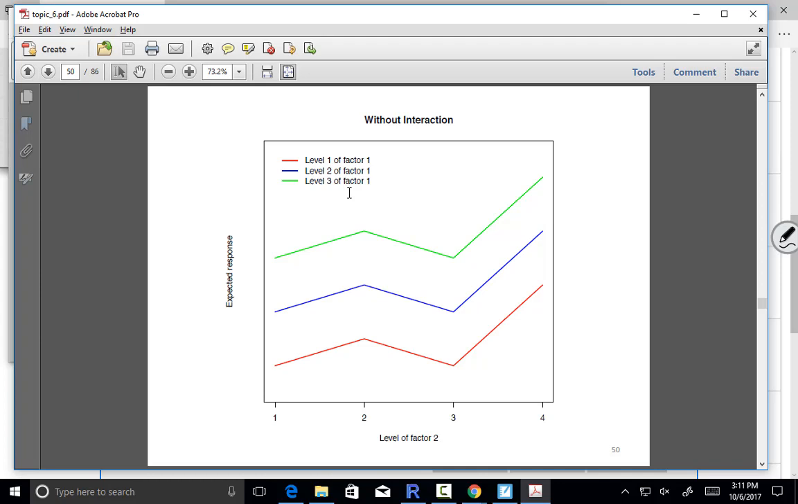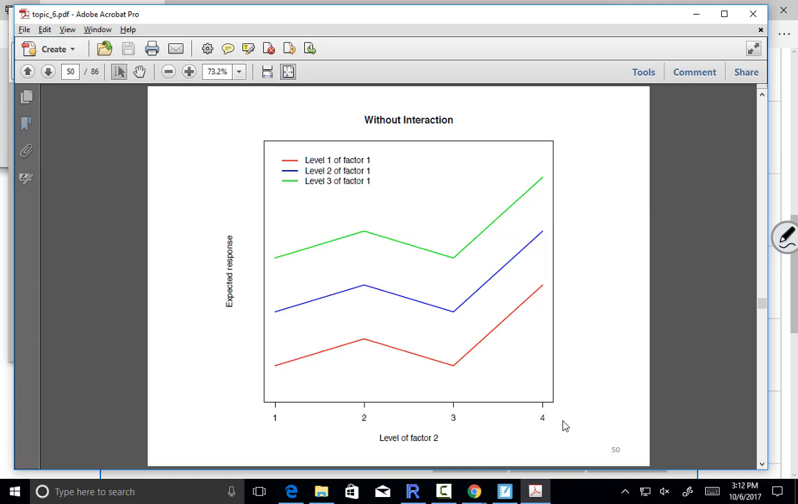And similarly, if we wanted to speak to the effect of factor 2, we could look at the points for level equal to 1 versus the points at level 2 and level 3 and level 4. And without respect to factor 1, going from level 1 to level 2 of factor 2 results in an increase on average. Going from 2 to 3 results in a decrease on average. And from 3 to 4, a big increase on average.